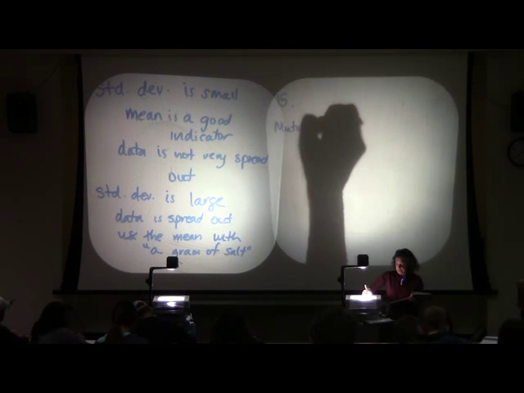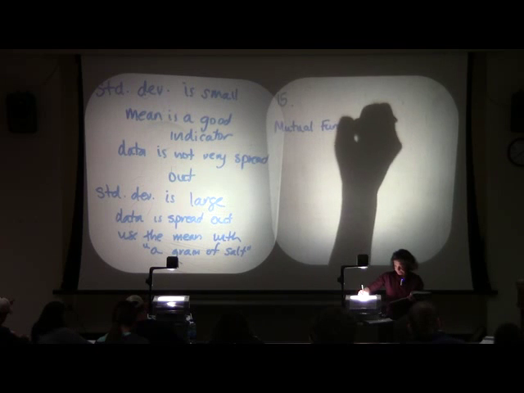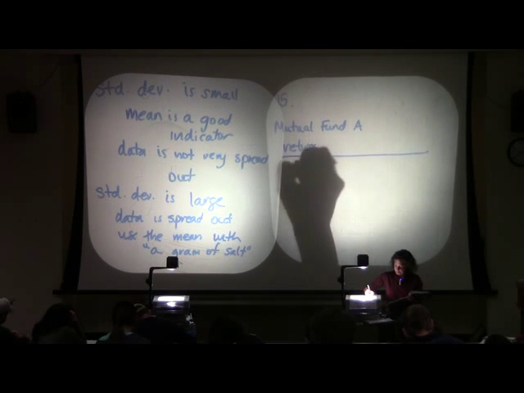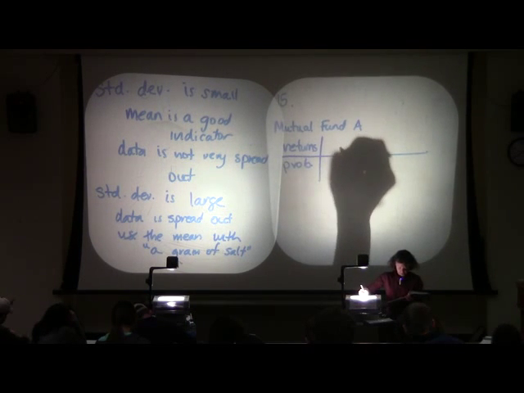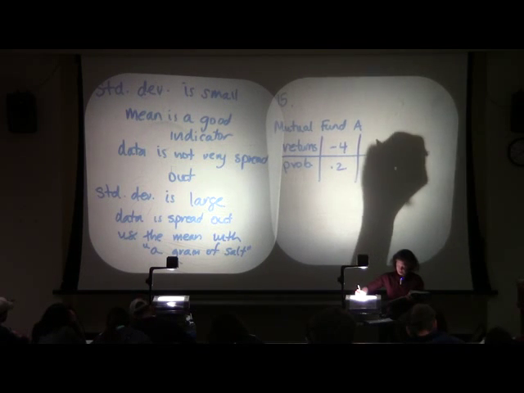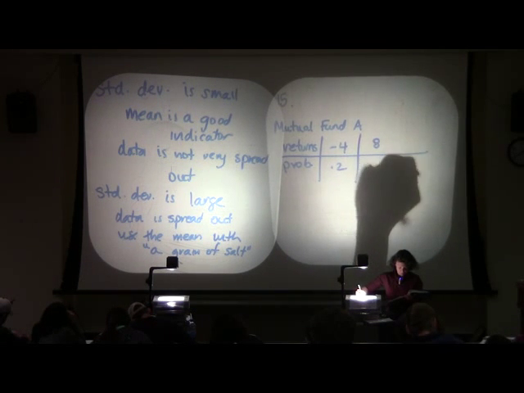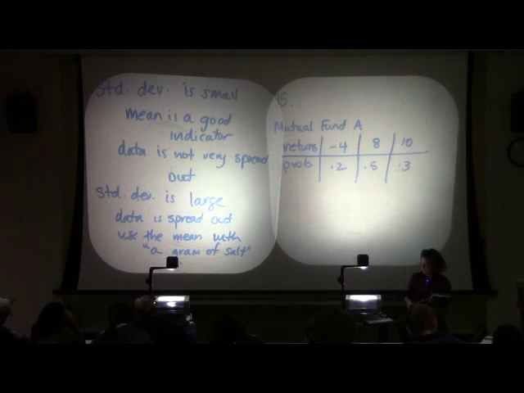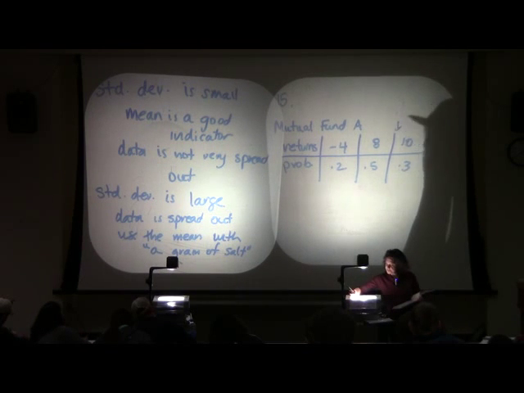So she's got two mutual funds she's looking at. There's mutual fund A, and the returns versus the probability. We have -4 with the probability of 0.2, 8 with the probability of 0.5, and 10 with the probability of 0.3. Now remember, the returns are in hundreds of dollars.